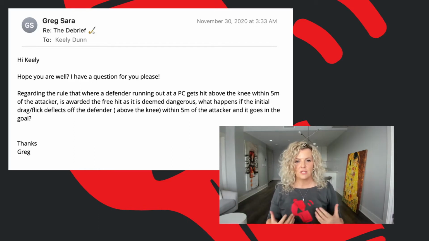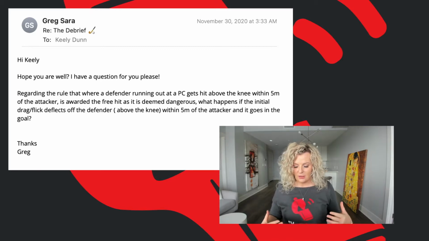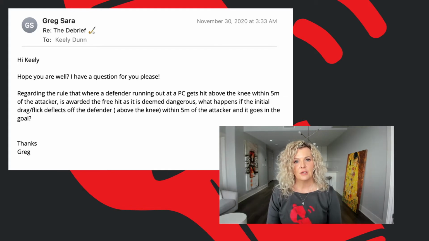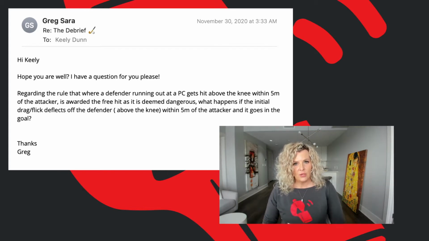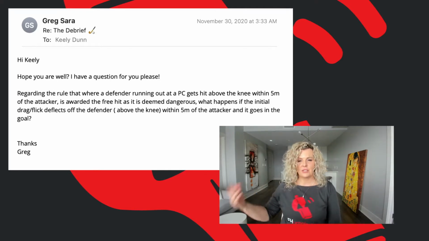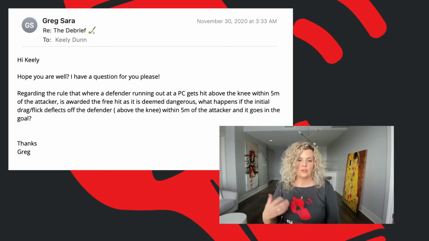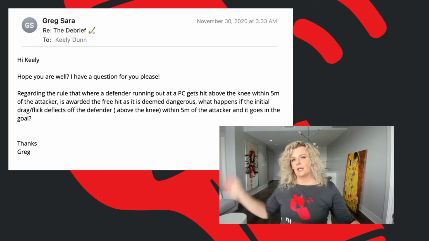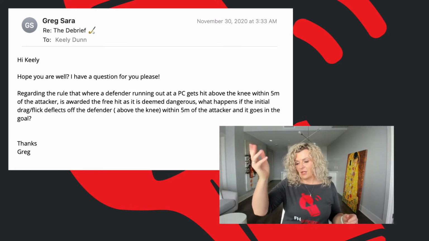But what he wanted to understand a bit more thoroughly is that understanding that a drag flick that hits an on-rushing defender who is 5 meters or closer to the ball, if it hits their knee or above, that will be deemed dangerous. And he went on to ask what happens if the initial one deflects off the defender above the knee within 5 meters of the attacker and it goes to the goal. So we'll get to that answer, and please go ahead, give the answer in the chat.